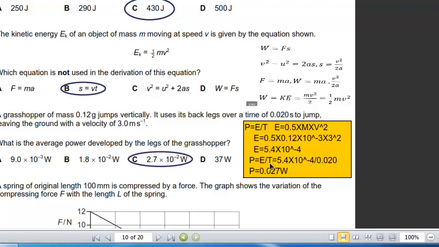Power is energy supplied per unit time. You know the energy, you know the time, 0.02 seconds, so it's 5.4 into 10 to the power negative 4 divided by 0.02 seconds, so it becomes 0.027 watt, which is C.